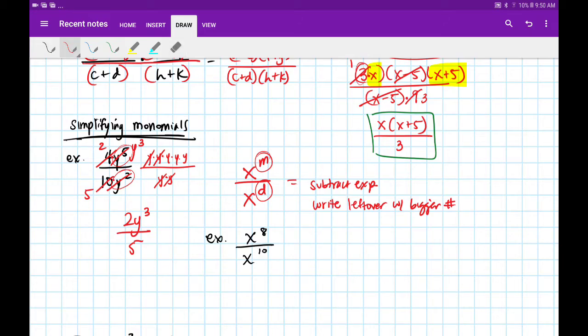So the difference between 8 and 10 is 2. But I'm not going to have x squared on the top. It goes in the bottom, wherever the bigger number was. So that means that up top, these all cancel. I'm left with 1. Not x to the 1, just the number 1. And on the bottom, I'm left with x squared.